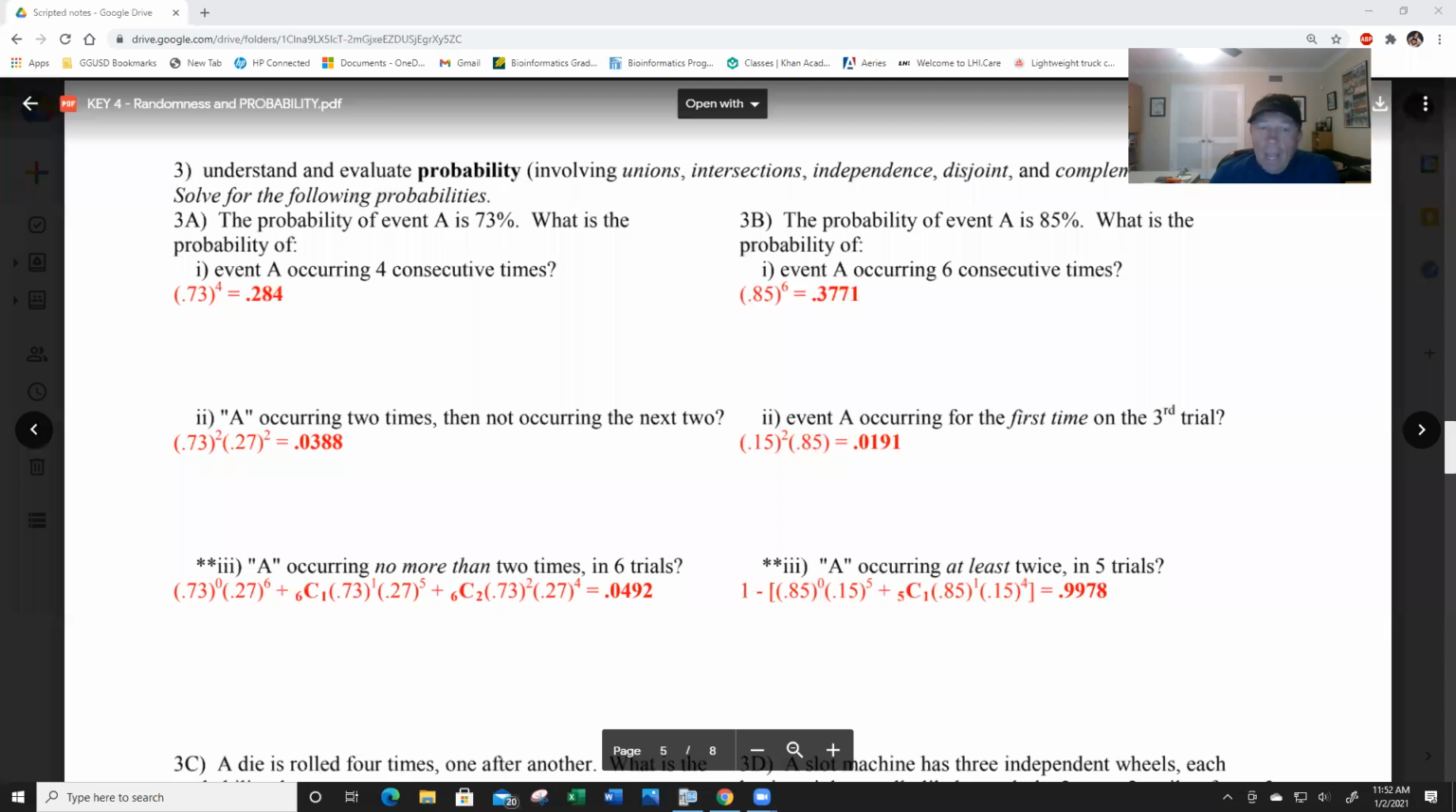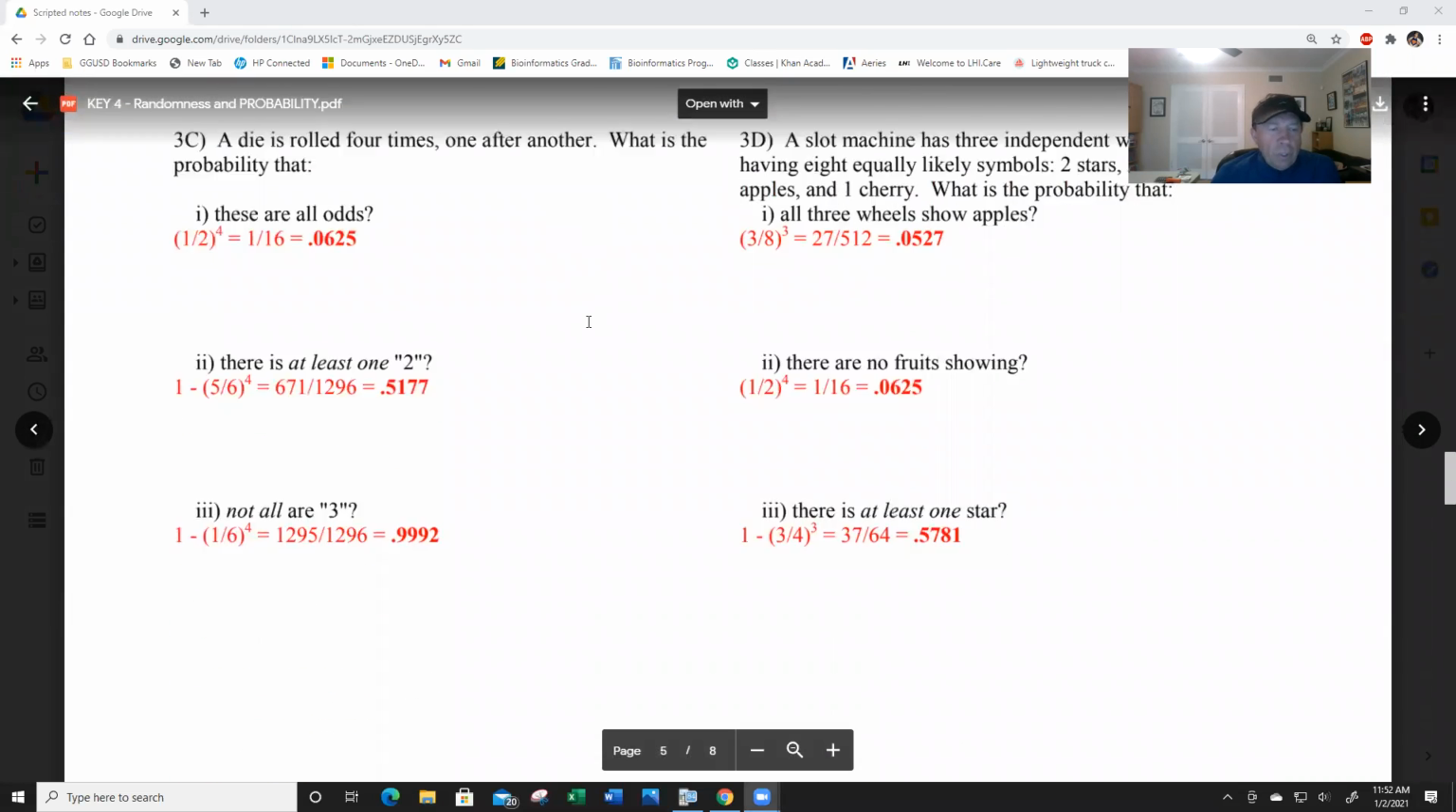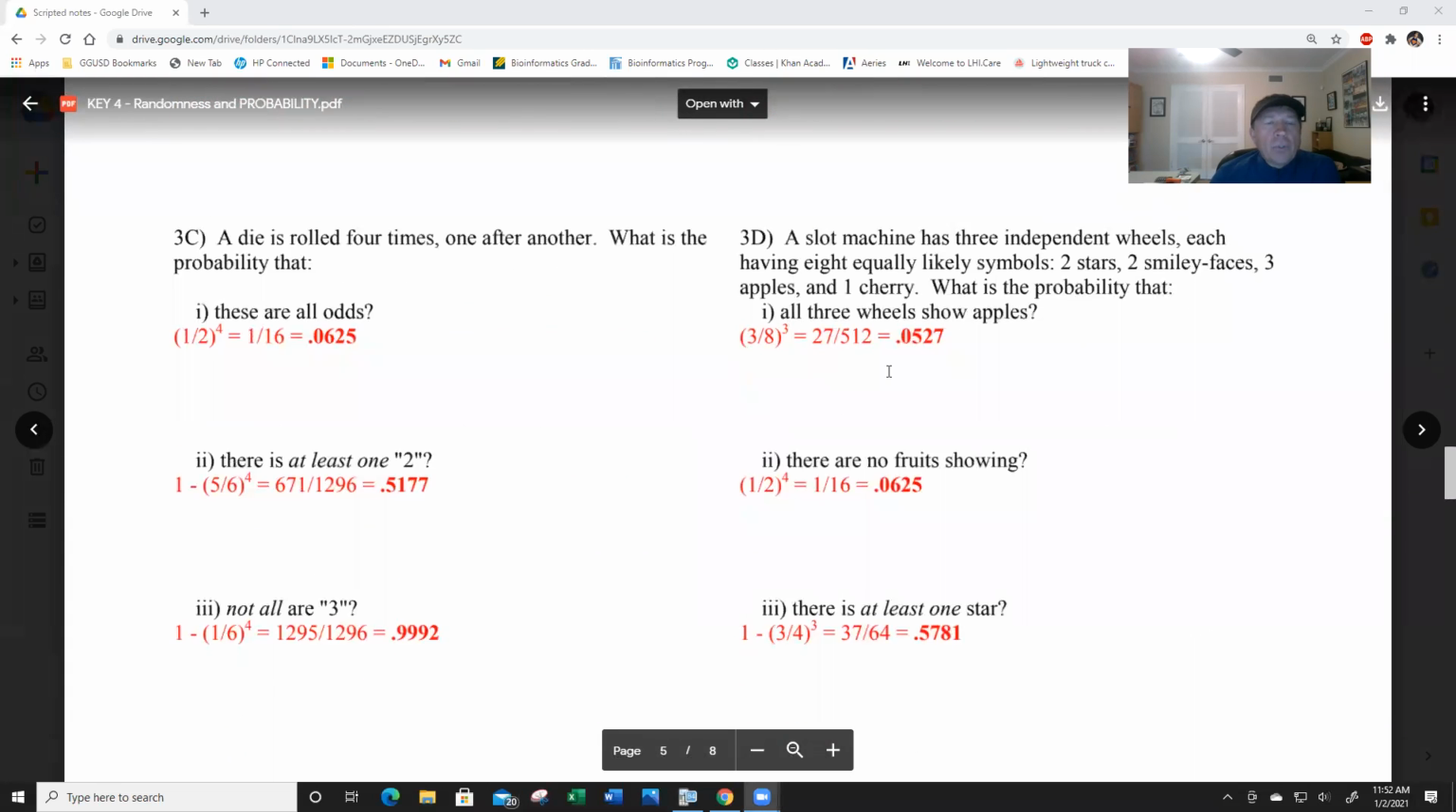All right. Next, here we go. A die, these ones are good. I really like these problems. The die is rolled 4 times. Remember, the die, every roll is independent. What is the probability that they're all odd? Well, all odd is a 1, a 3, and a 5, which is 3 of the 6, 4 straight times. Cake. Okay, that's pretty easy. That's 1/2 to the 4th.